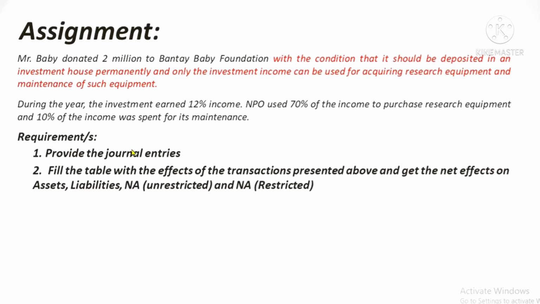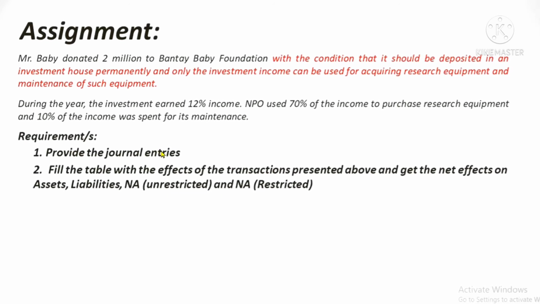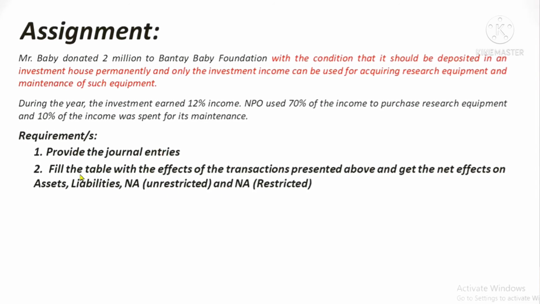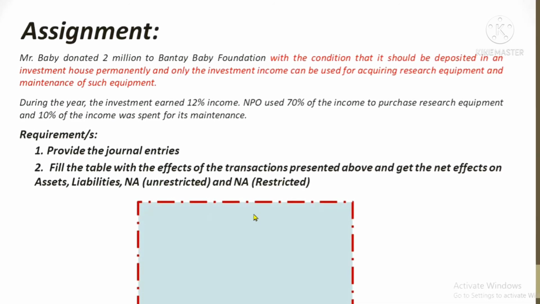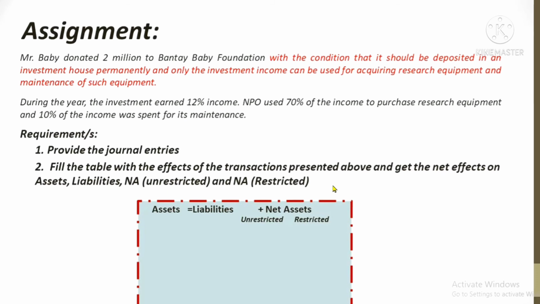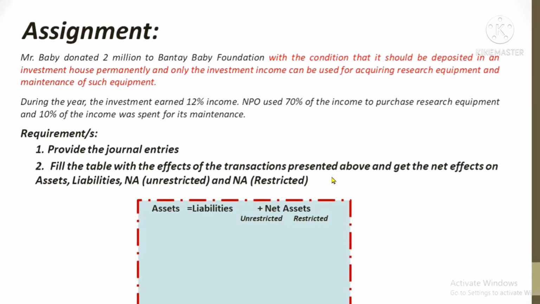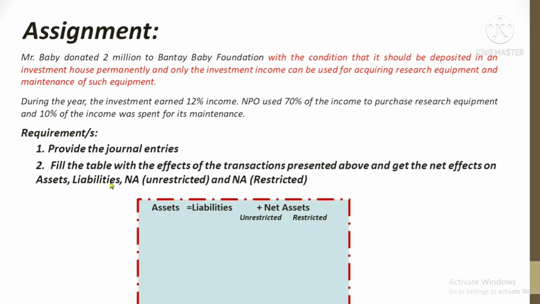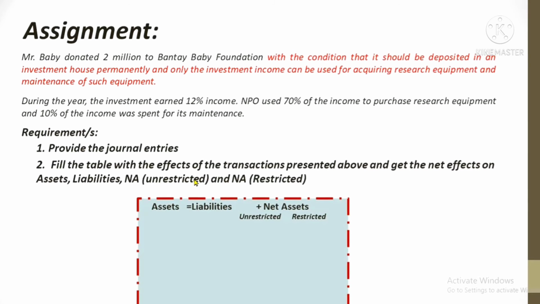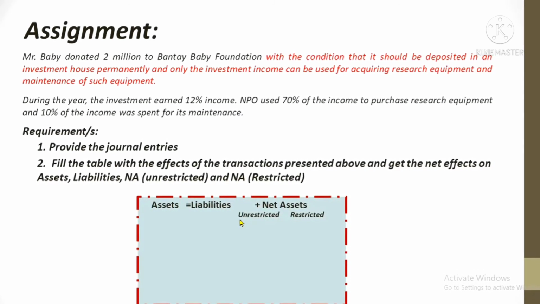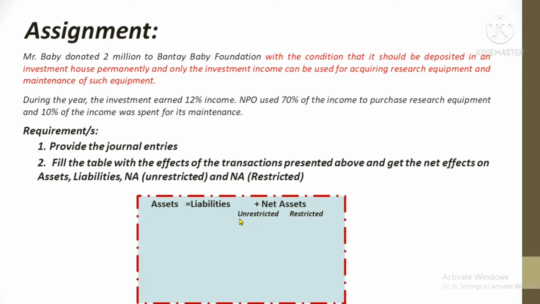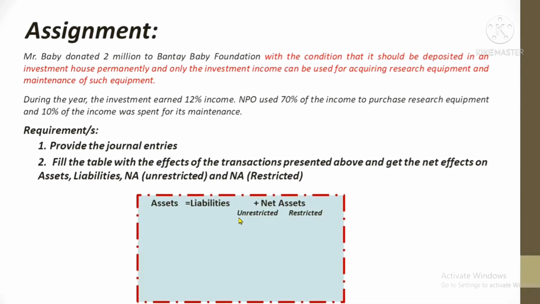Here are the requirements. Number 1, provide the journal entries. And number 2, fill this table with the effects of these transactions, just like what I did a while ago. The only difference is that you need to get the net effects on the assets, liabilities, net assets unrestricted, and net assets restricted. The answers will be given in the next episode, so stay tuned.